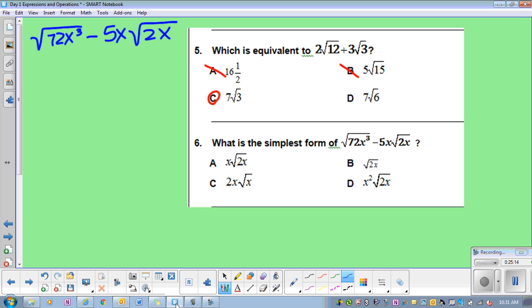Okay? When you add and subtract radicals, you only add and subtract the outside numbers if your inside numbers are the same. Does that make sense? Inside and outside the radical. So when I look at this, I have to look at this. I just did it again. I did the green on green again. 72x cubed, square root of that.